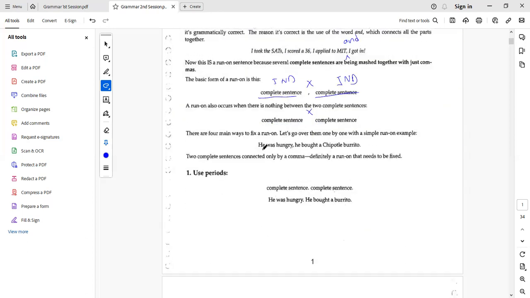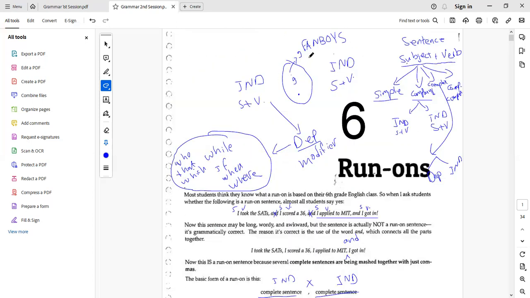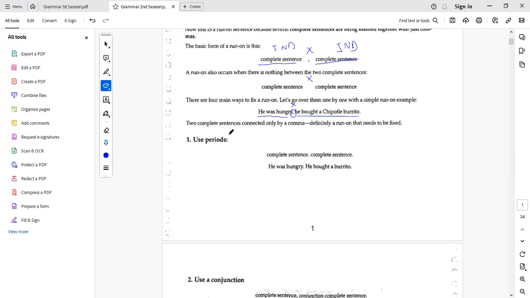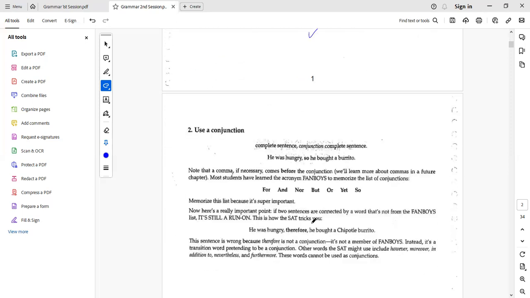Let's look here. He was hungry, a complete sentence. He bought a Chipotle burrito, a complete sentence. Between them, a comma only is wrong. Run-on. So what are we going to do to correct this mistake? As we said, put a comma and fanboys, or a semicolon, or a full stop. Let's find. So number one, to solve this problem, put a period, a full stop. Look here. He was hungry, a complete sentence or independent. He bought a burrito. Between them, a full stop. This is right. Or use a comma and fanboys.